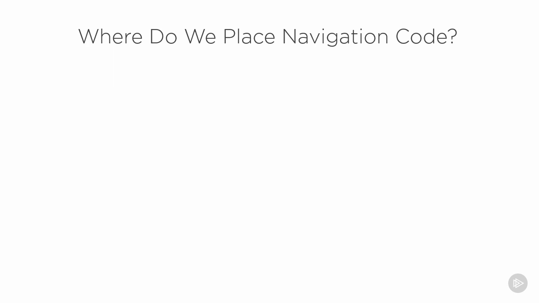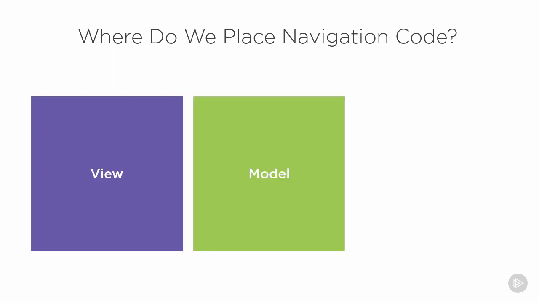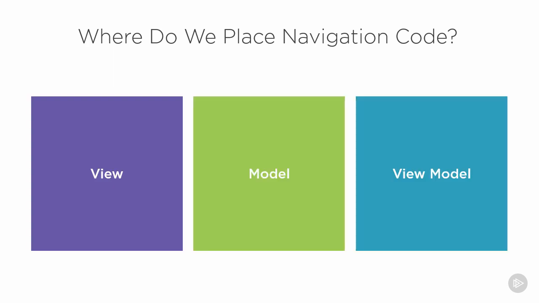I add support for navigation in my MVVM application? And secondly, where do I place that navigation code? Let's start thinking about that second question for a second. Looking at the MVVM architecture we have so far, where should we add navigation code really? Should it go in the view? Should it go in the model, or should it rather go in the view model?